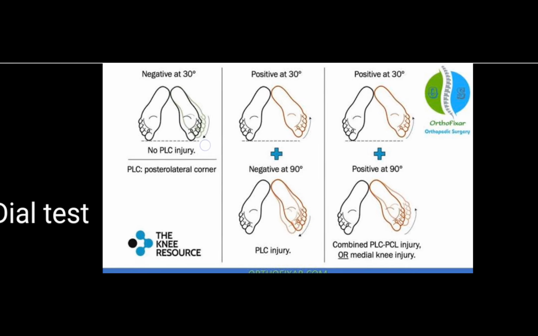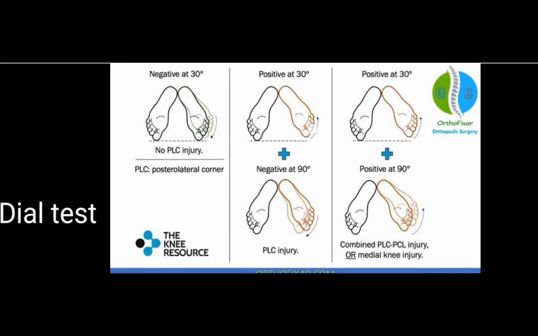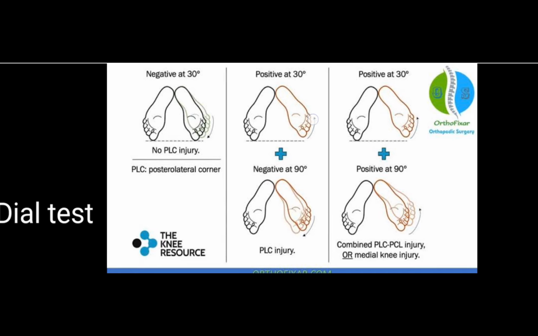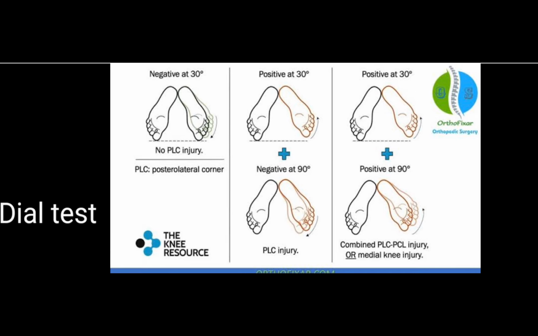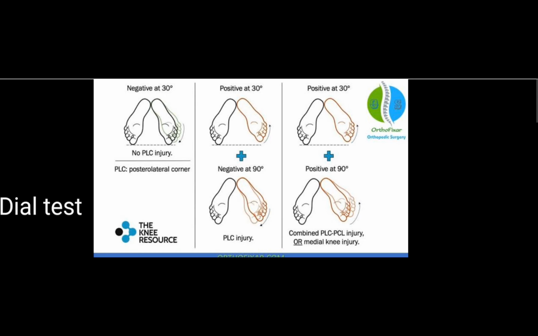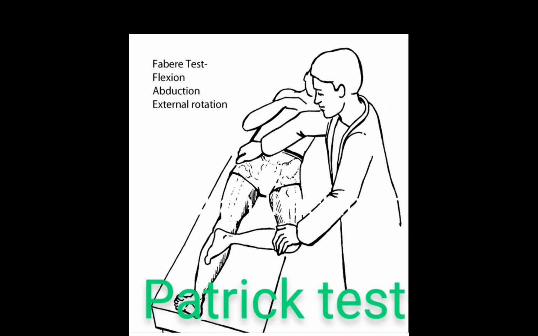Negative means it will be coming towards this side. Positive means it is everting. Then next is Patrick test. Patrick test is basically flexion, abduction and external rotation.